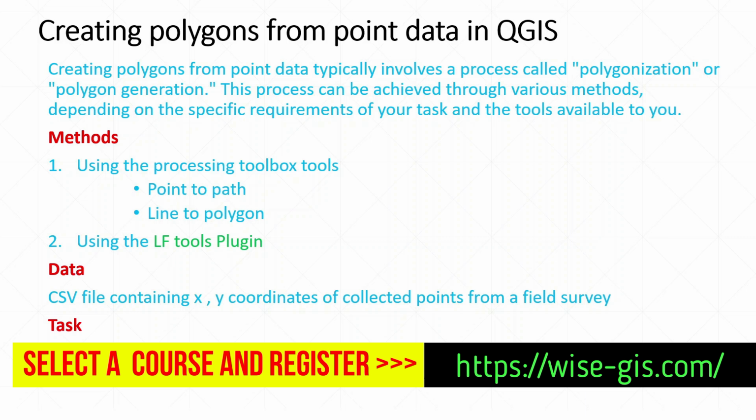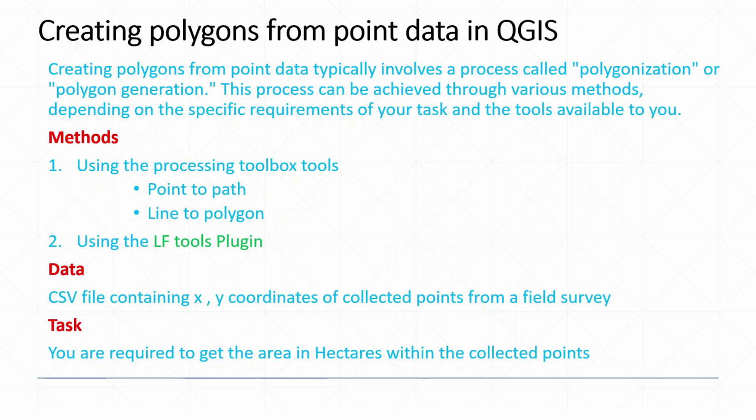So let's get started. Creating polygons from point data typically involves the process called polygonization or polygon generation. This process can be achieved through various methods depending on the specific requirements of your task and the tools available to you. So the first method you're going to be using is the processing toolbox, and we will use two tools. One, the point to path and the line to polygon tools.